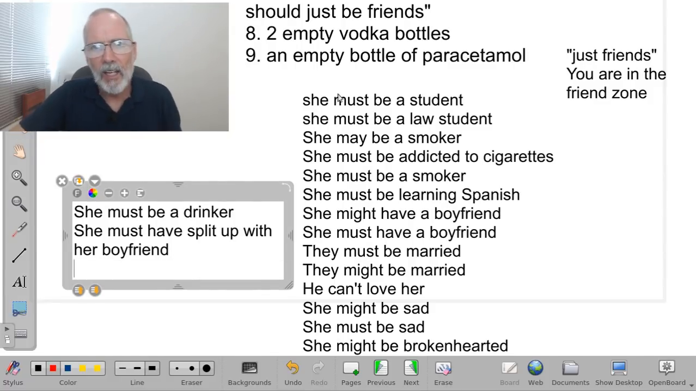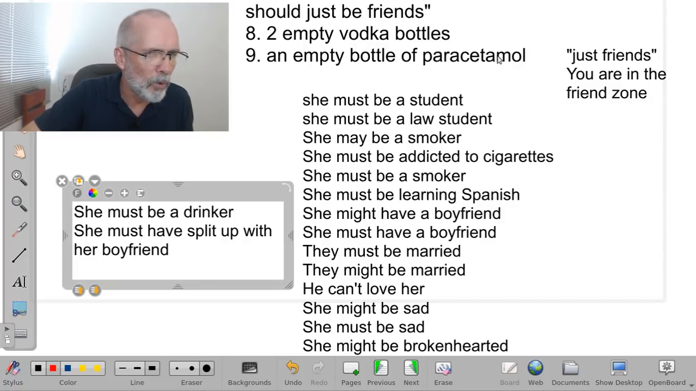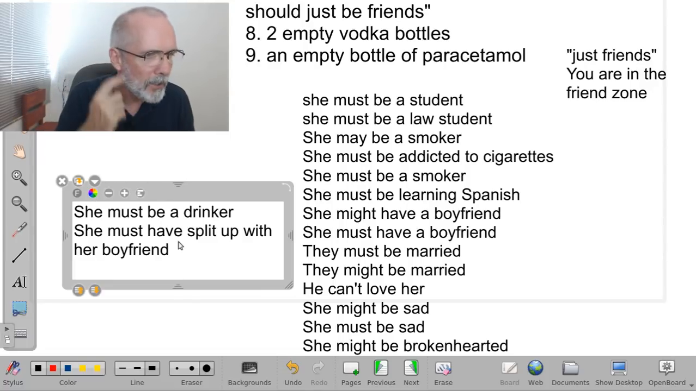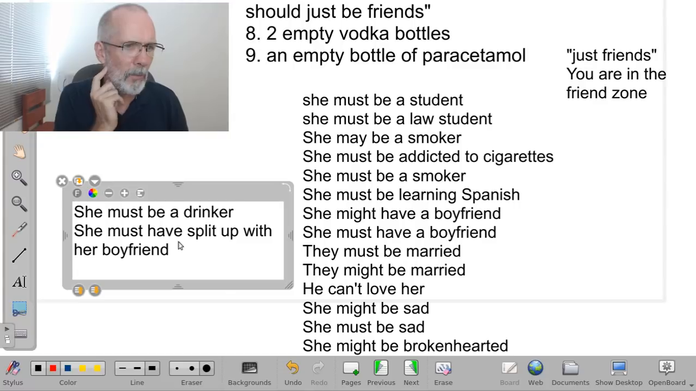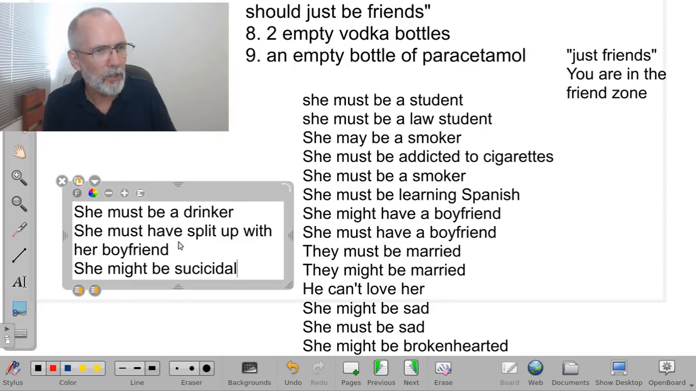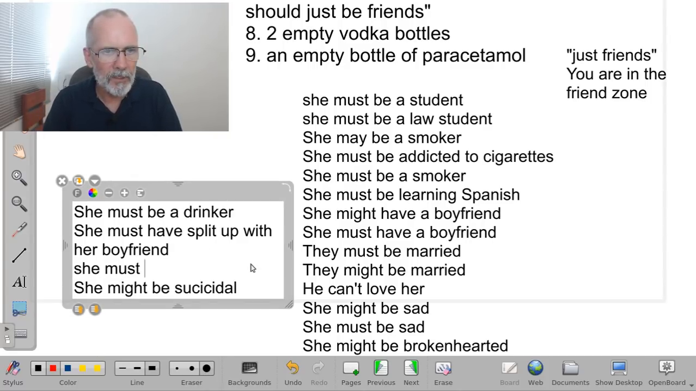And finally, an empty bottle of paracetamol. That's not good. She must be ill, very ill, if you use a whole empty bottle. Maybe she can be addicted. I don't know if you can be addicted to paracetamol. She might be suicidal. Very sad. She must have got drunk, Javier. Very good, yeah. That's a good one. She must have got very drunk.